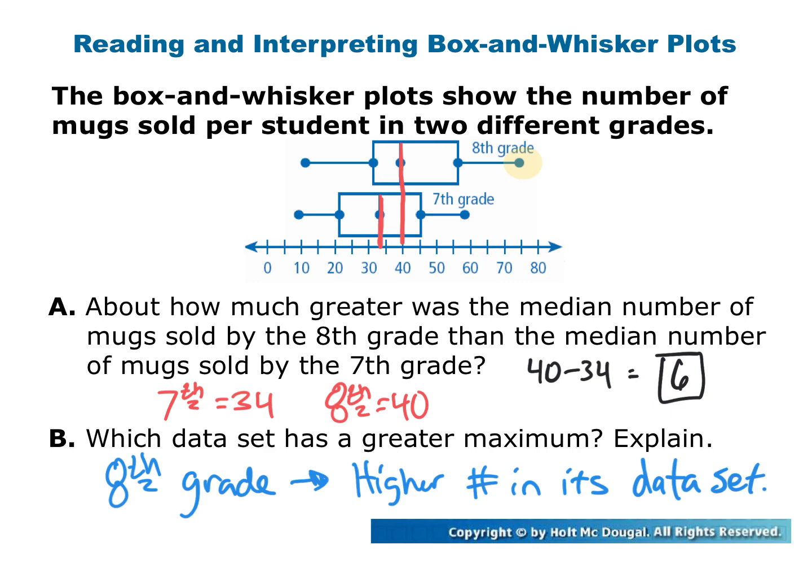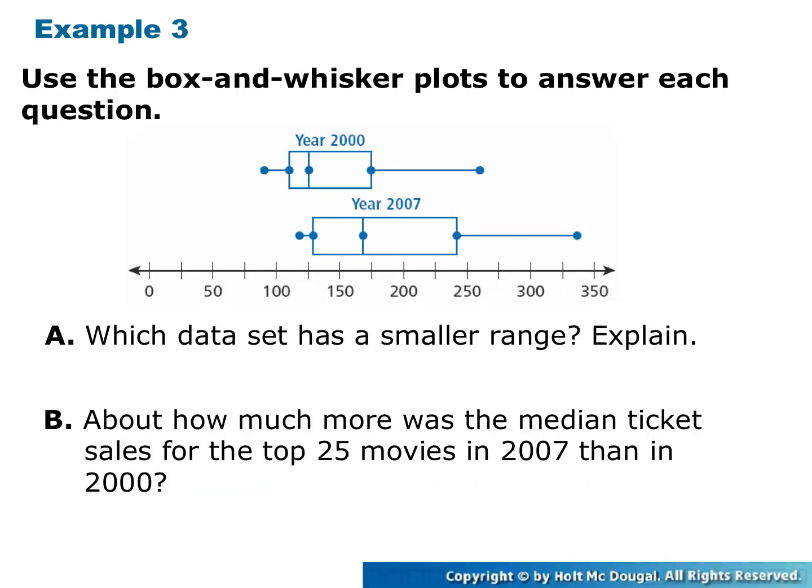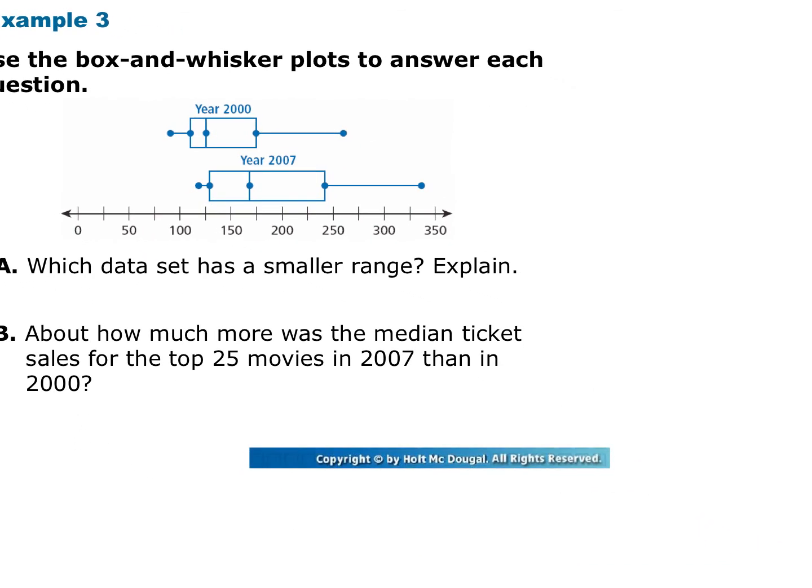Okay? All right, last slide. We're almost done, and then you're going to have all next period to work on your homework here. Okay? So again, it says use the box and whisker plot to answer each question. Here, it wants to know which data set has the smaller range. What you have to think of here, how do you find range? The biggest number minus the smallest number, 100%. So that means you're going to have to do this twice.